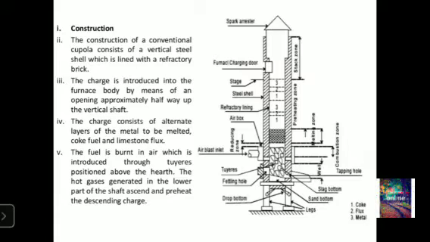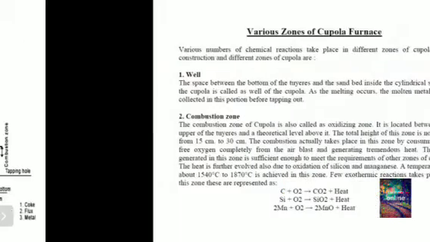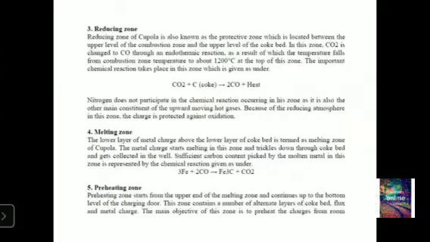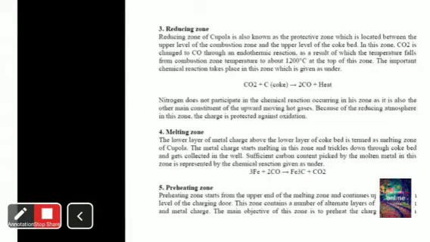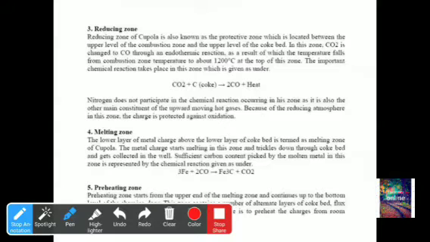The portion of the coke bed above the combustion zone is the reducing zone. It is a protective zone to prevent the oxidation of the metal charge above and while dropping through it. As the hot carbon dioxide gas moves upward through the hot coke, some of it is reduced by the following reaction. So in the melting zone, this is the chemical reaction.